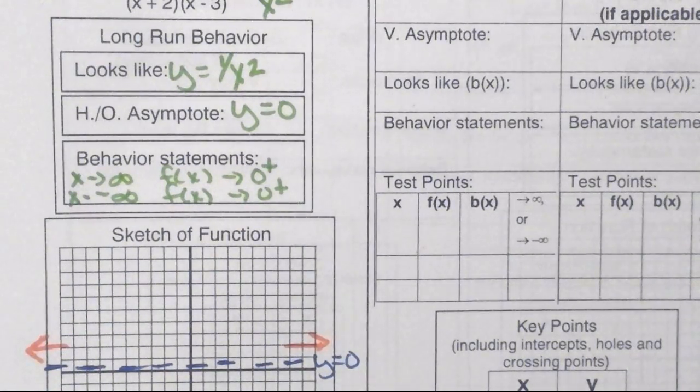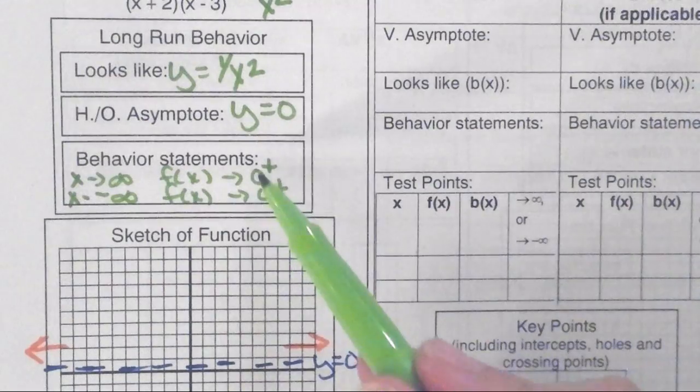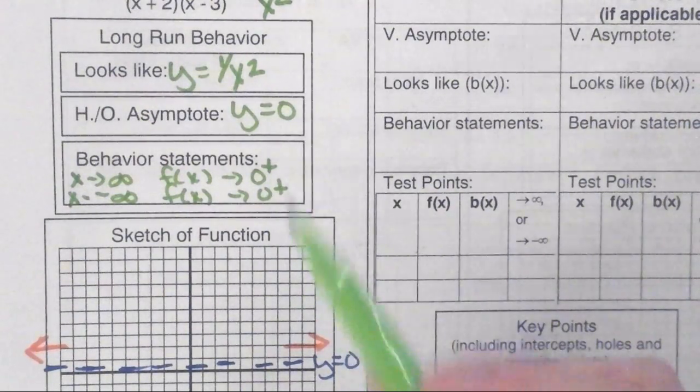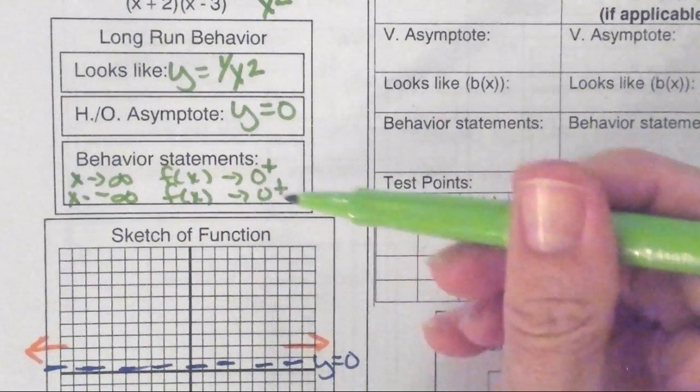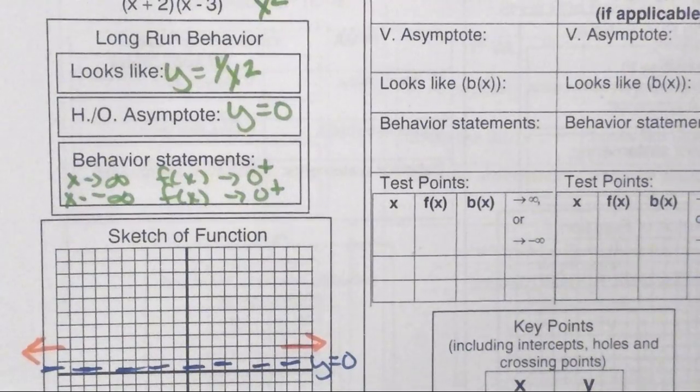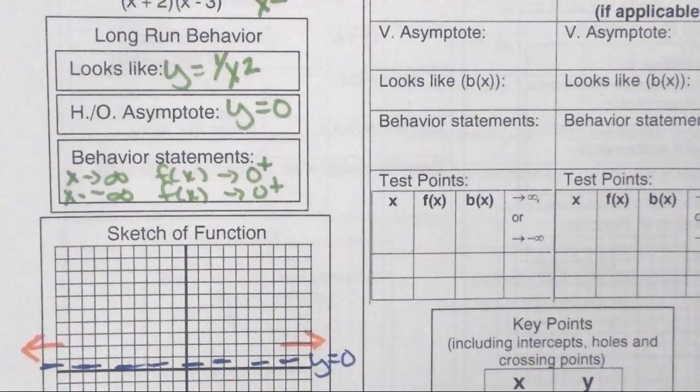Remember, when you're doing long run behavior, whatever number they give you, that's your horizontal asymptote. And they're telling me I'm going to be above on both. Alright, so let's go do short run now.